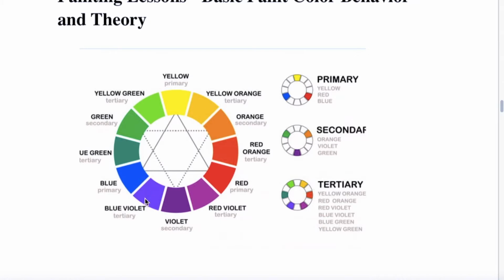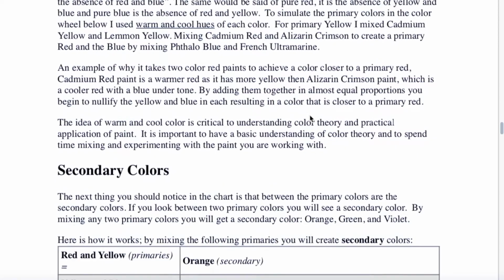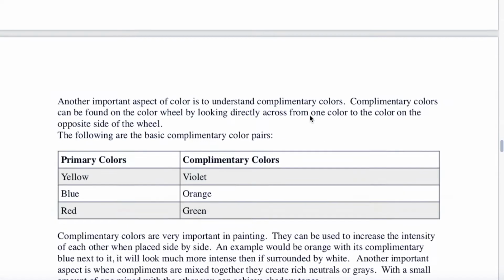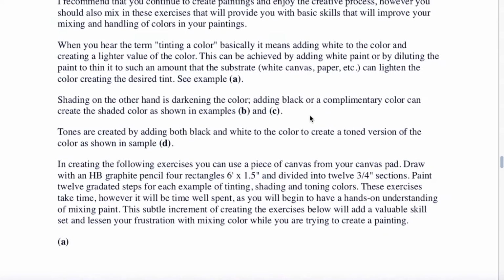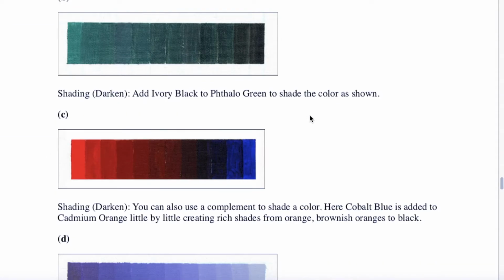Okay, so the complementary color to yellow orange is blue violet. The complementary color to yellow green is red violet. Complementary color to blue is orange. Green is red. So I want you to understand that. All right, and so if you want to read more about all this stuff, read, okay, and get smart. All right, that's about it for that. And we're going to watch the video.